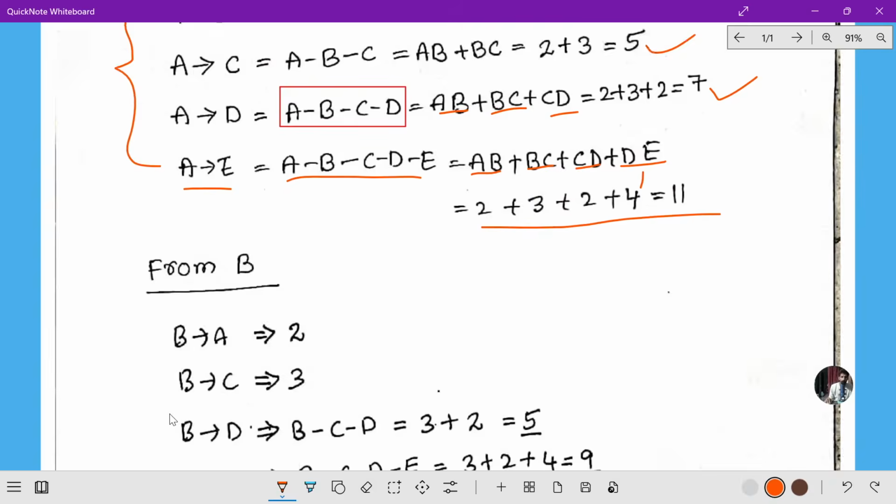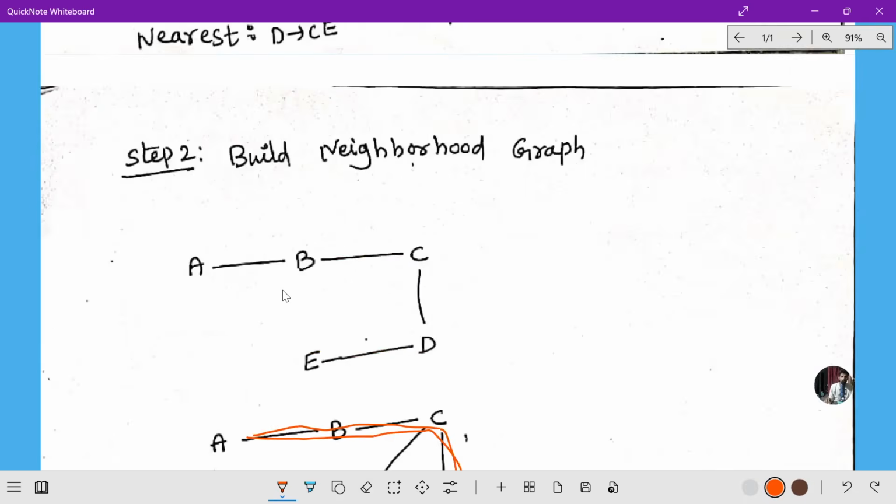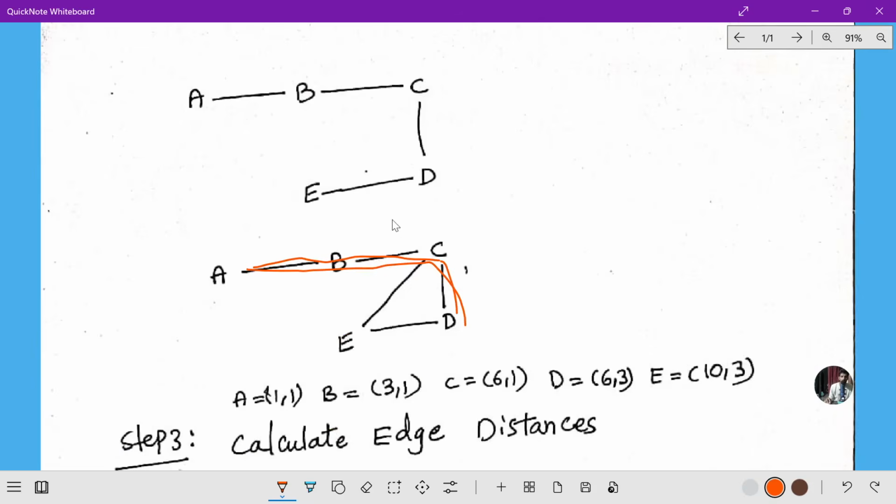Okay. So this is a way to compute the geodesic or shortest path distance for A. Similarly, we can also perform B. So what is B? BA is 2, BC is 3, BD. How do we find out this BD? BD means here, this place. Okay. So how do we find out this BD?